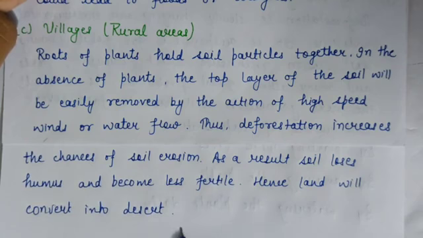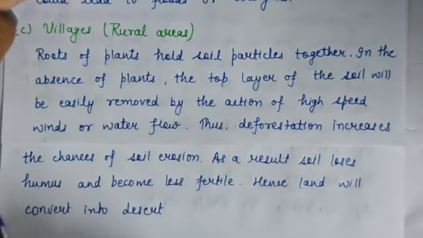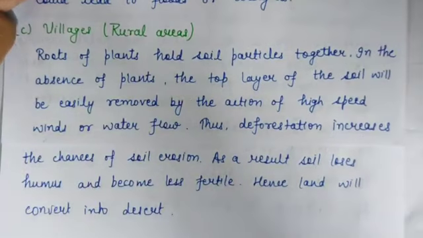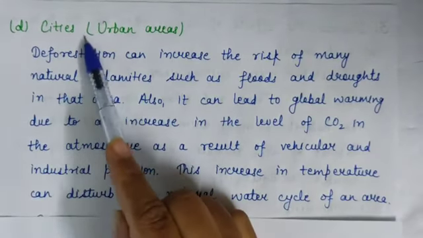Means deforestation will lead to desertification. So this is the effect of deforestation on the village, means in the rural areas. Now the next part is cities, means how deforestation affects cities.